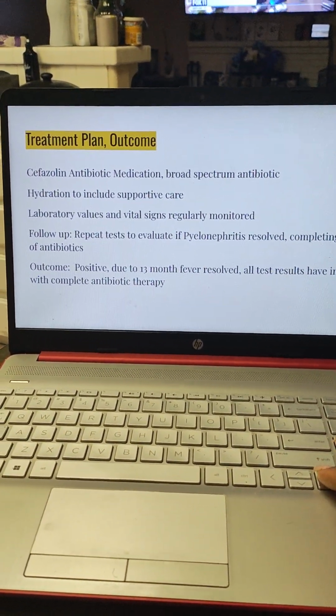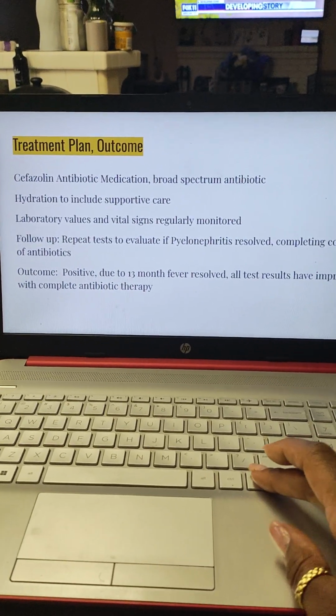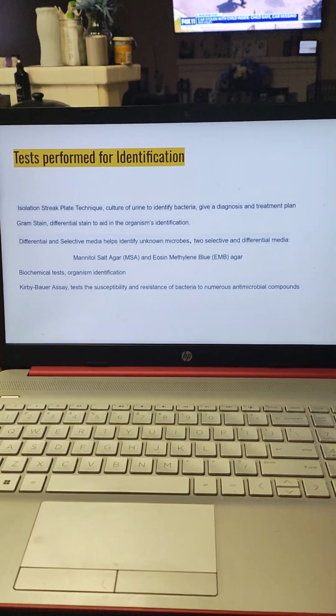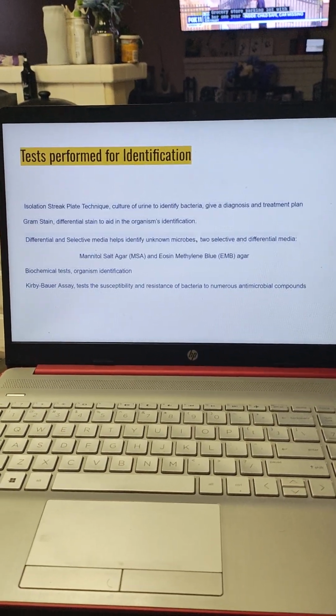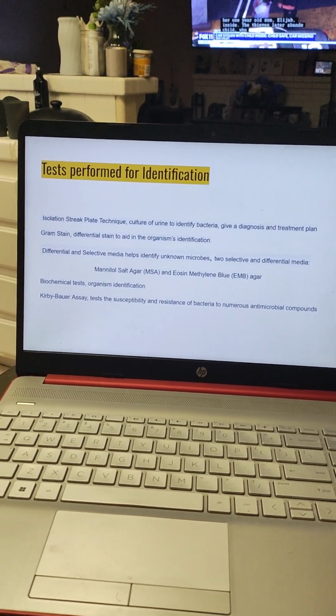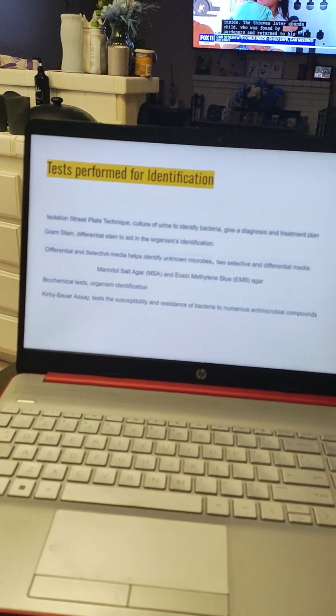After doing this over several days, because of course, all those tests we ran right here, the isolation streak plate technique, we had to, of course, incubate it.